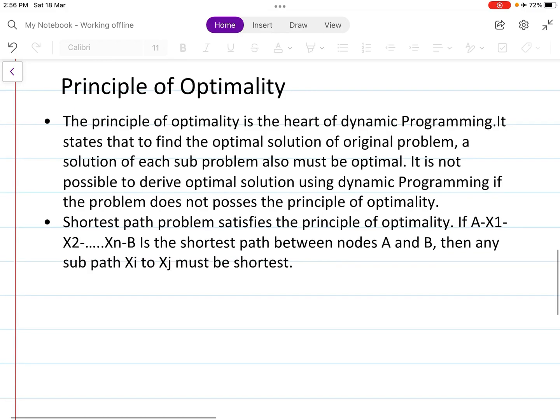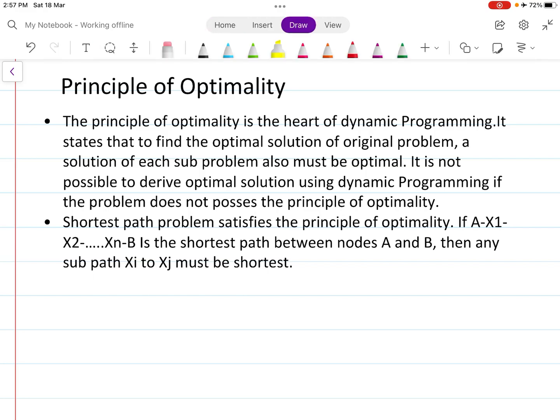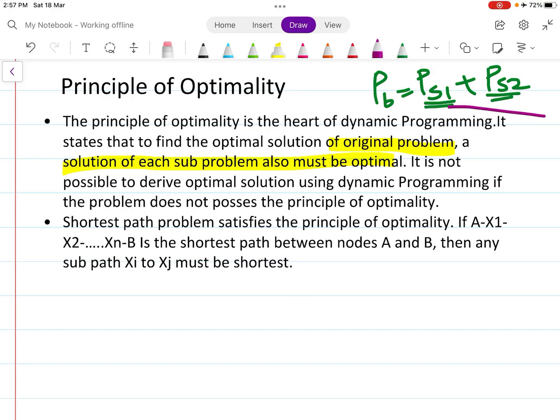What is the principle of optimality? The principle of optimality is the heart of dynamic programming. It states that to find an optimal solution of the original problem, the solution of each sub-problem should also be optimal. That means when you want to find the solution of a larger problem, the solutions of the smaller problems PS1 and PS2 should also be optimal if you want the larger problem to be optimal. It is not possible to derive optimal solutions using dynamic programming if the problem does not possess the principle of optimality.